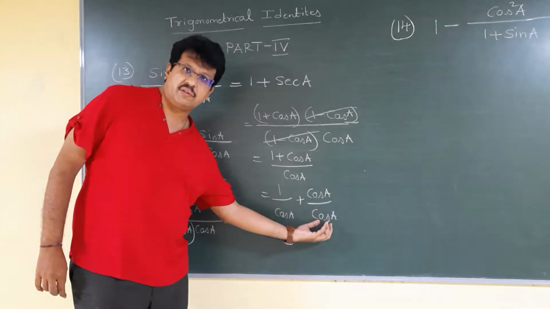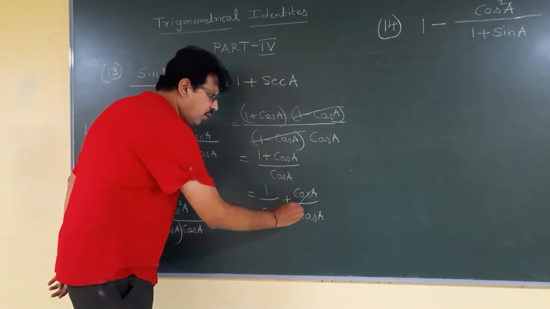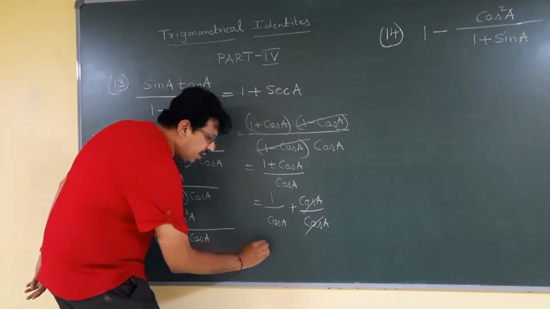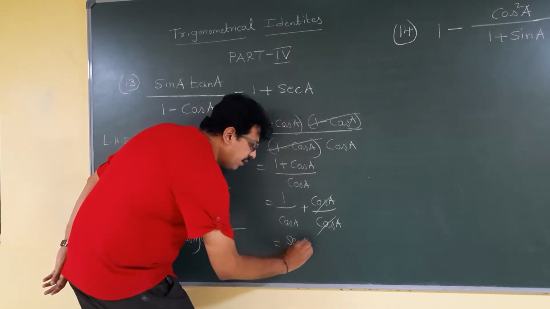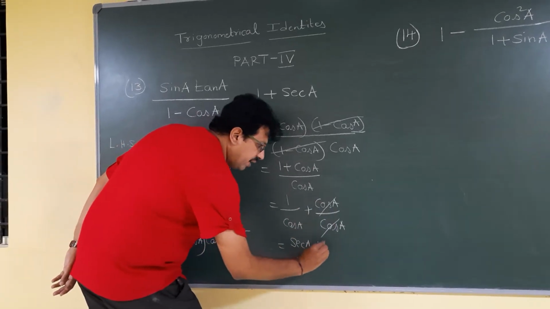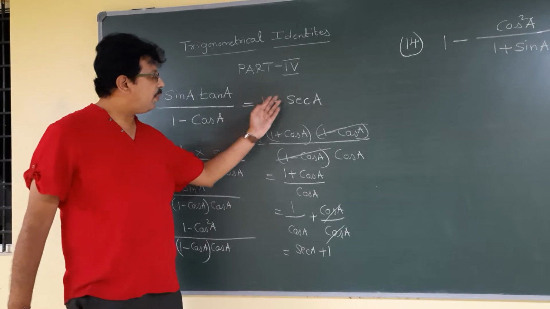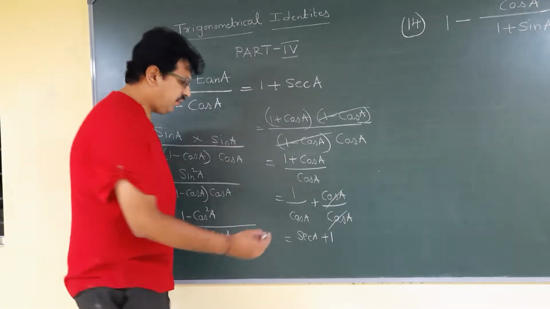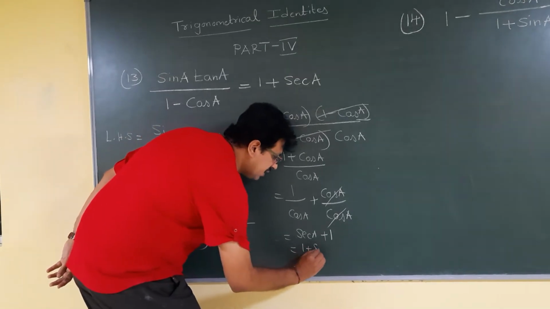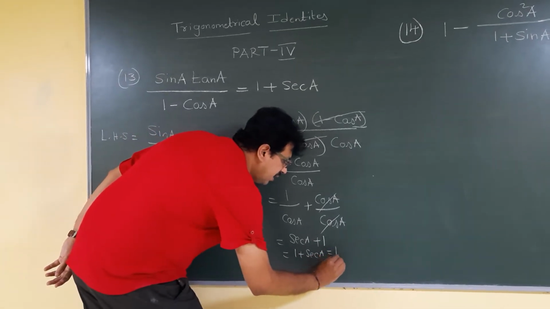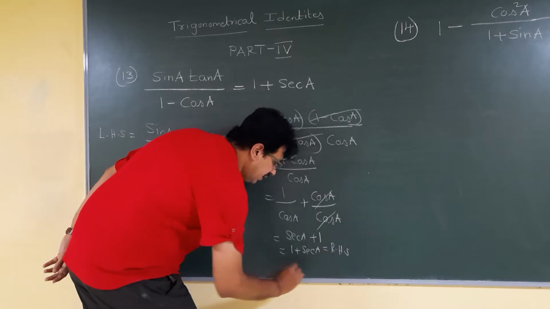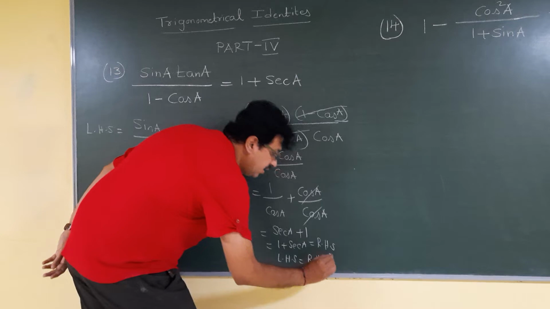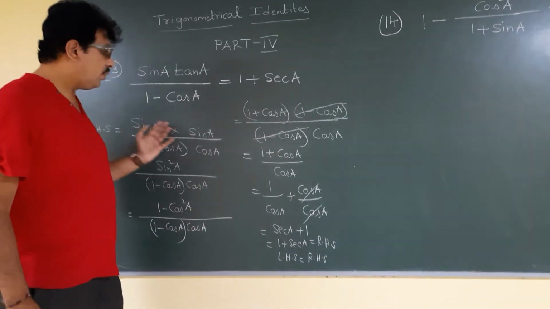Cos A by cos A, and this cos A will get cancelled here. 1 by cos A is nothing but secant A, plus 1. So 1 plus secant A or secant A plus 1, both are the same, children. It's not different. So we can write this as 1 plus secant A. That is nothing but the RHS. So LHS is equal to RHS. That's how we have proved that LHS is equal to RHS.